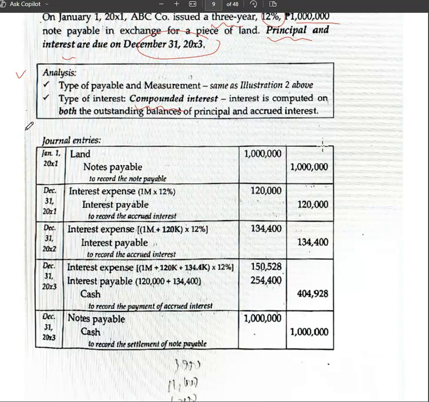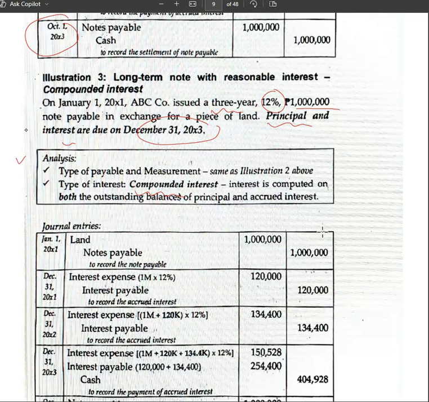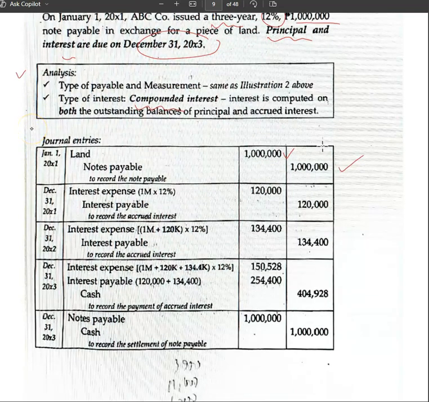Okay, so first, how do we make the journal entries in this one? Since this is a reasonable stated interest, at the initial date, the initial measurement is at face value. Therefore, the land is also at face value. We don't have any independent price for the land, so we are going to follow this notes payable as our valuation for the land at face value. December 31, take note that this particular promissory note will mature on December 31, 20X3.